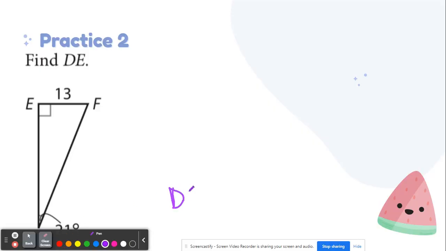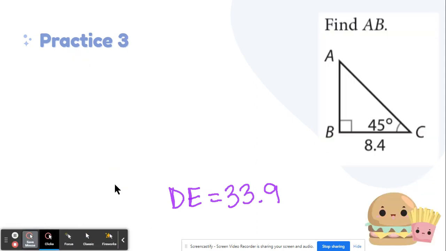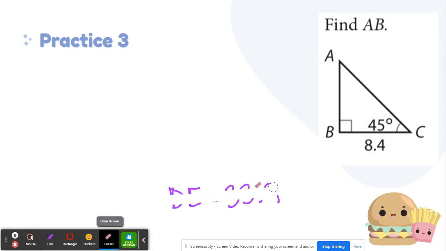So the final answer for DE was approximately 33.9. I'm going to go on to the next question. Here's number 3. All right, so, sorry about that. This is from the previous example.